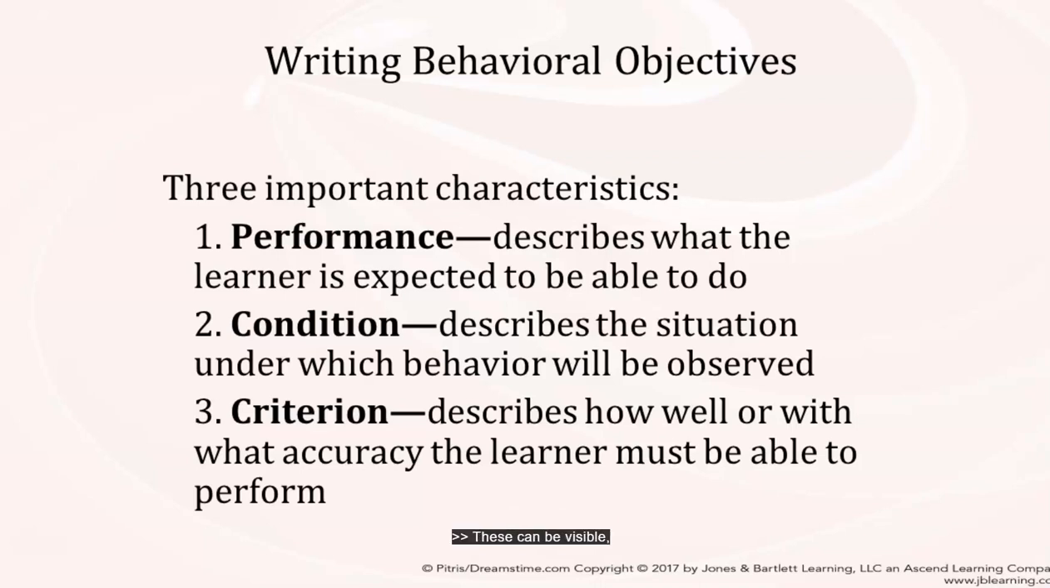These can be visible, such as writing something down, or invisible, such as recalling information. 2. Condition, which describes the situation where the behavior will be observed. And 3. Criterion, which describes how well or with what accuracy the learner must perform.